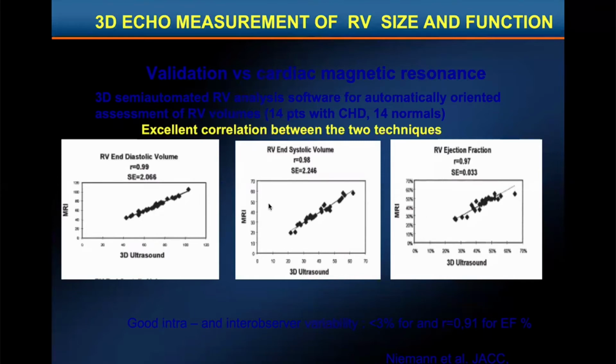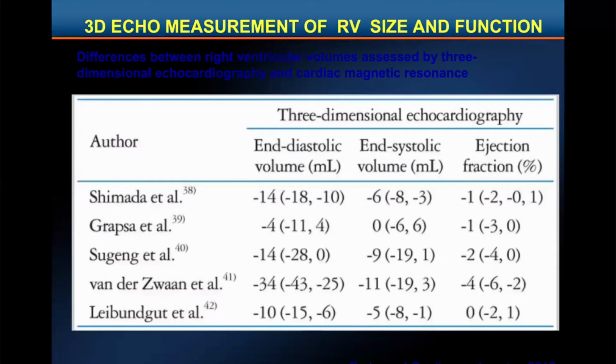There is very high and excellent correlation between the two techniques, with good intra- and inter-observer variability, less than 30% in this study. This is the data from the group of Professor Badano, who made a prospective study of the differences between right ventricle volumes assessed by three-dimensional echocardiography and cardiac MRI. They looked at the end diastolic and systolic volumes, and also the ejection fraction.